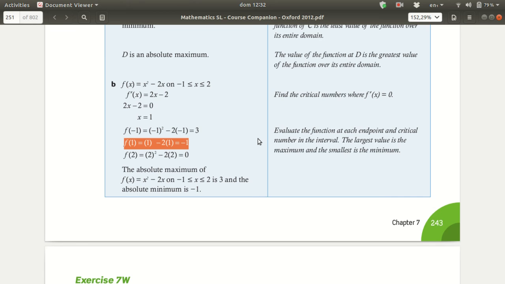Okay, and of course the highest value comes from our first endpoint, -1, because it gives us 3, which is the highest value there. So the absolute maximum of the function is 3, and that comes from our endpoint, and the absolute minimum is -1, which comes from our critical point.